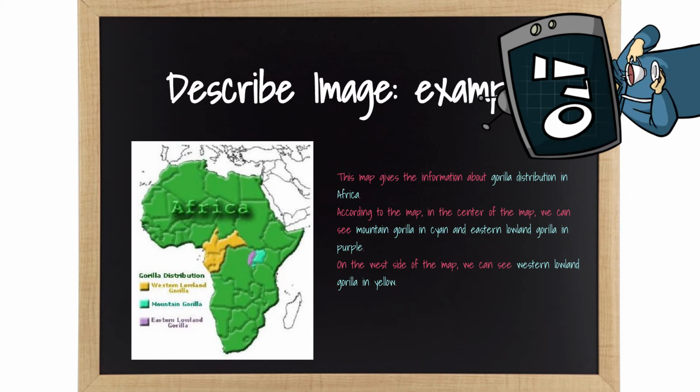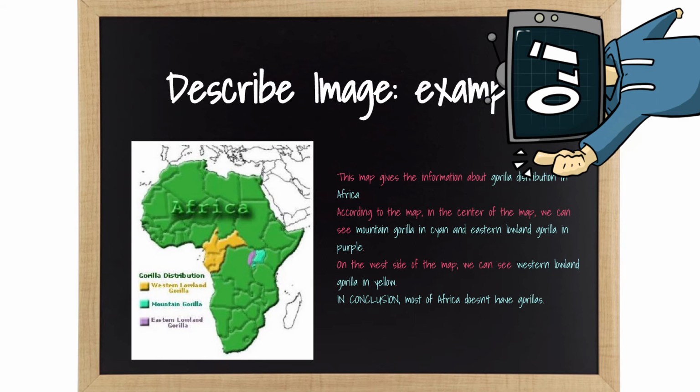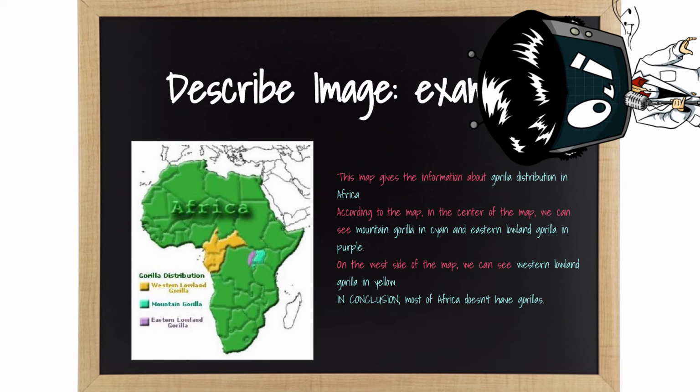How about just adding in the conclusion to the end? There we go. The answer seems quite acceptable already. This map gives the information about gorilla distribution in Africa. According to the map, in the center of the map, we can see mountain gorilla in cyan and eastern lowland gorilla in purple. On the west side of the map, we can see western lowland gorilla in yellow. In conclusion, most of Africa doesn't have gorillas.